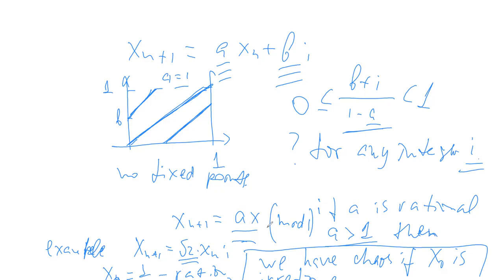So if A is rational, then for rational X we have periodic solutions. And if A is irrational, then we can have chaotic solutions even when X naught is rational. So this is what I wanted to say, but I said it in a bit of an awkward way. So these are my comments on problems 1 to 3.